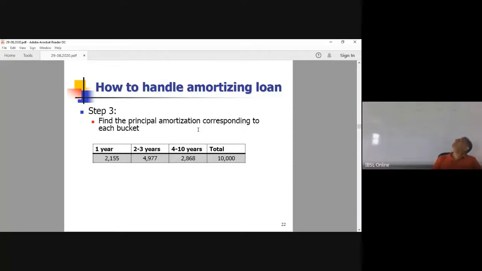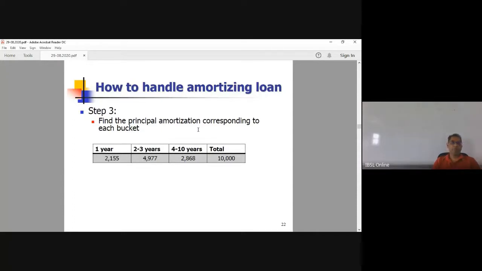So we know that the first year, 2155, is pretty straightforward. That particular asset gets repaid at 2155 in the first year. In the second and third year, you'll find that it's 2977. So that is the principal collected between the second and third years. And then in the fourth year, you'll have a collection of 2868 coming in your books. And then the total 10,000 will be repaid over that period of time.